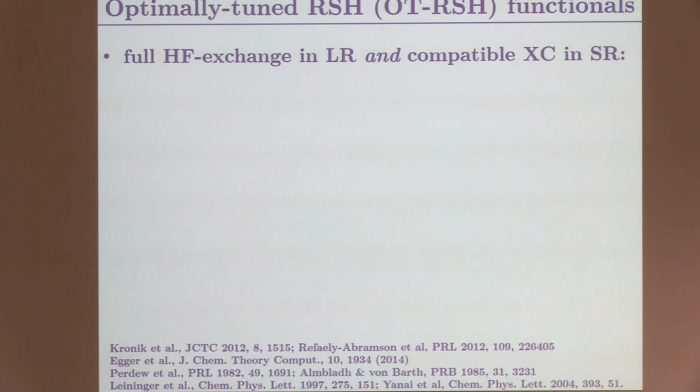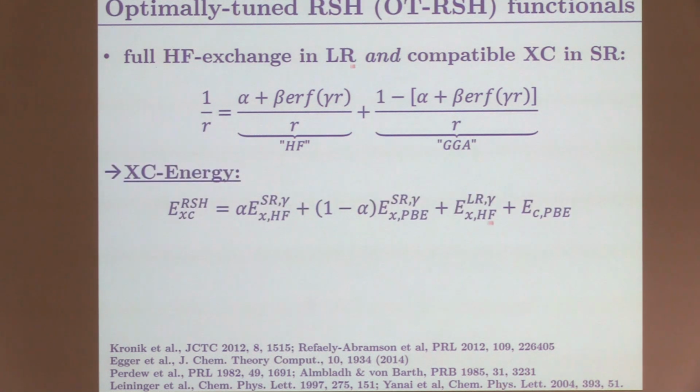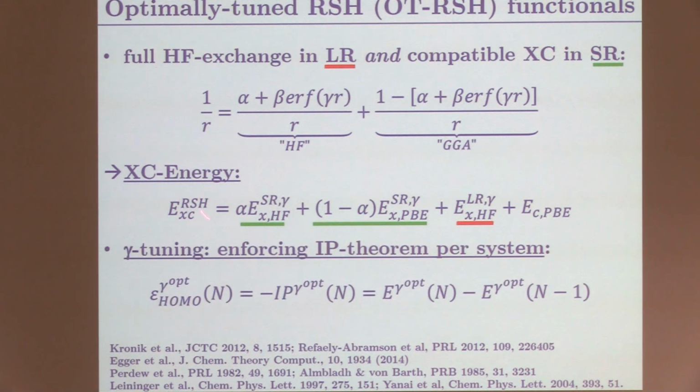Now, I will just very briefly tell you about our efforts in this direction. We work on so-called optimally tuned range-separated hybrid functionals. These are hybrid functionals which split the interactions between electrons into short and long range via this expression. We get an exchange correlation energy, and you see you have different types of interactions for long-range and short-range ones.